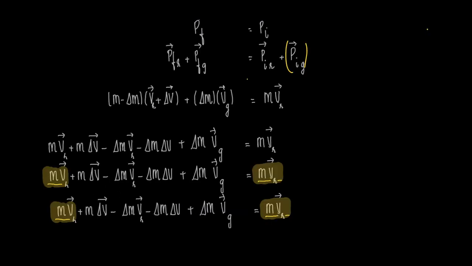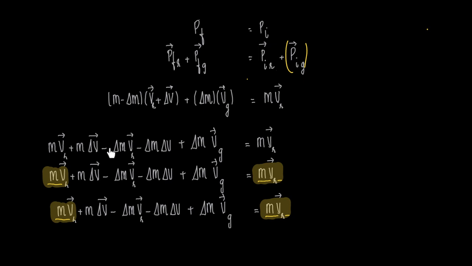Now we'll do the algebraic steps left over here. So m into vr is mvr, all of them in vector notation. m into delta v is m delta v, minus delta m into vr, minus delta m vr, minus into minus, plus, delta m delta v, plus delta m vg is equal to mvr, all of them in vector notation.